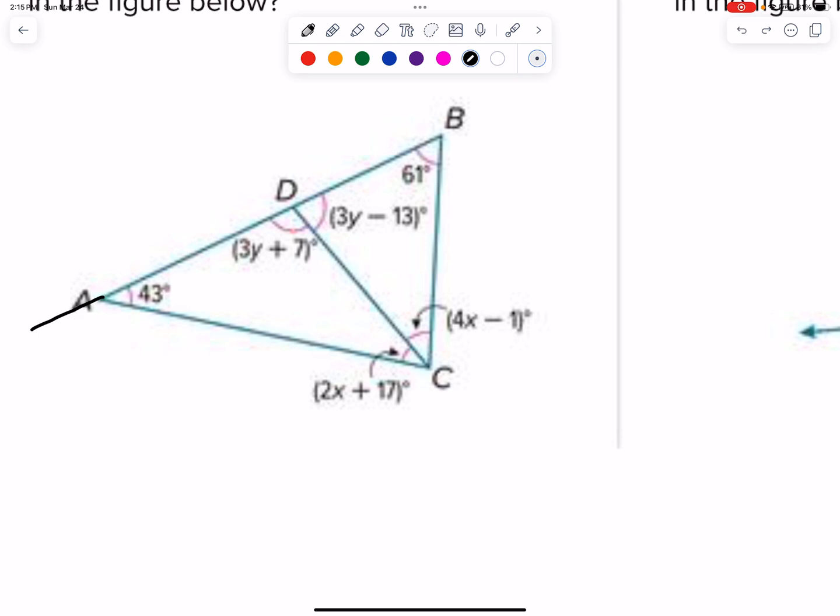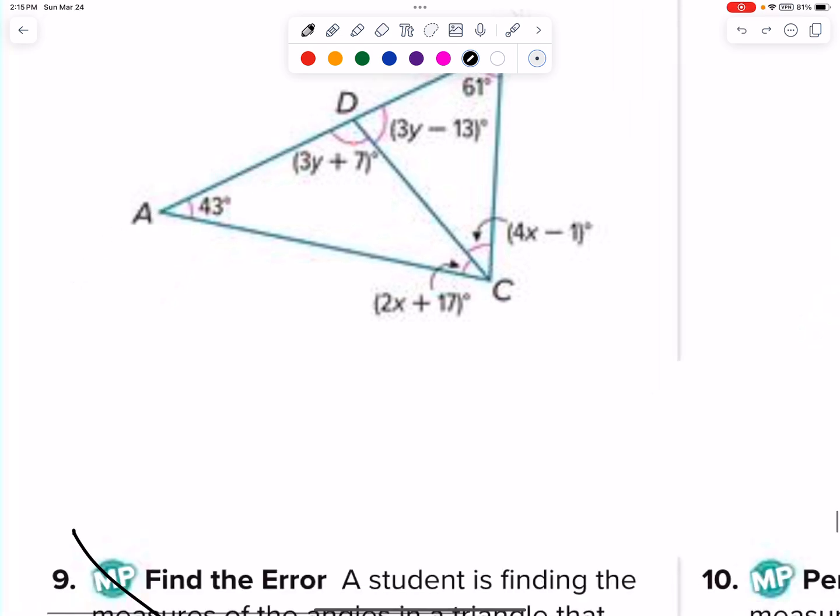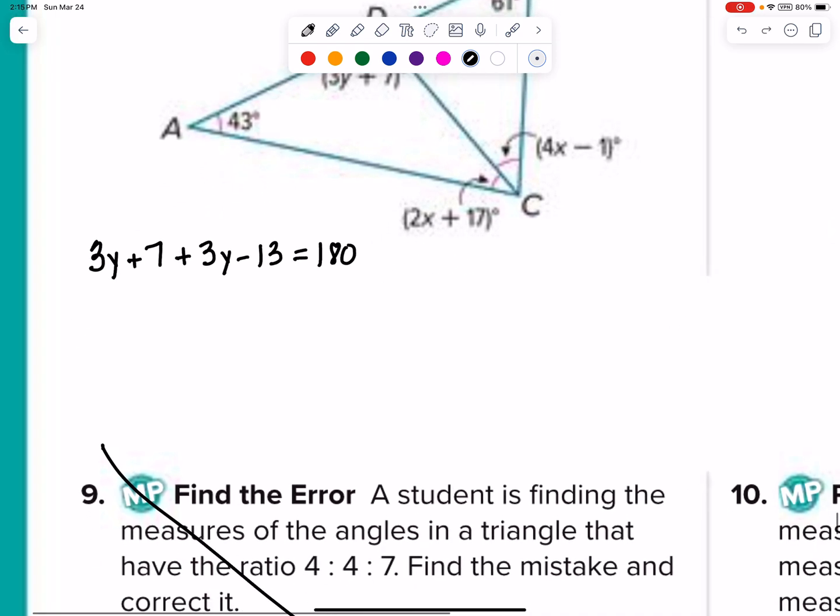So that's why I think we actually have to start off with saying that 3y plus 7 plus 3y minus 13 equals 180 degrees. So we're going to go off with this understanding that those two equal 180, and notice there's no x's, there's only y's. So I'll get you started here with this one.